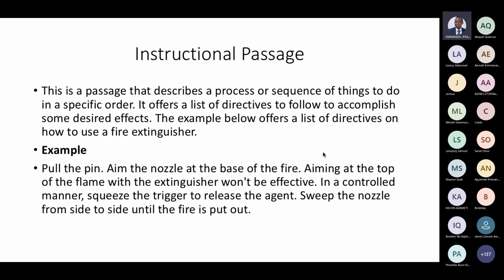An instructional passage is a passage that describes a process or sequence of things to do in a specific order. So it's technically a collection of imperatives. It offers a list of directives to follow to accomplish some desired effects. The example below offers a list of directives on how to use a fire extinguisher. Example: pull the pin, aim the nozzle at the base of the fire. Aiming at the top of the flame with an extinguisher won't be effective. In a controlled manner, squeeze the trigger to release the agent. Sweep the nozzle from side to side until the fire is put out. So this is an instructional passage, a collection of imperative sentences in a certain order.